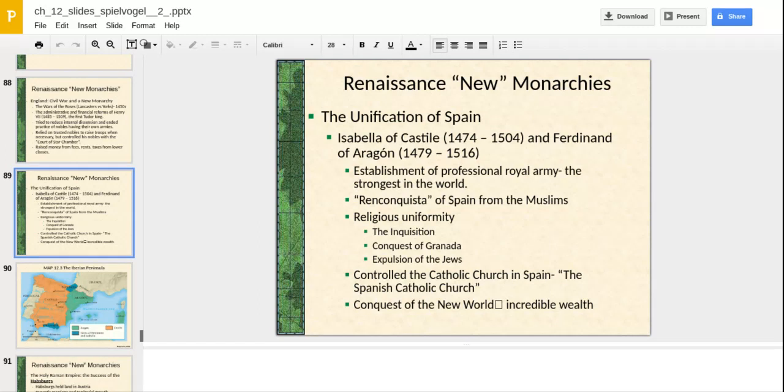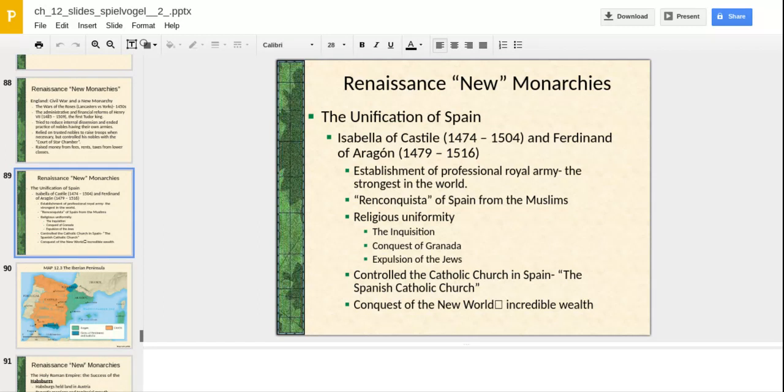They're going to embark on the Reconquista. So they're going to boot out the last of the Muslims, and they will acquire religious uniformity in the Iberian Peninsula. They use the Inquisition. They get the Inquisition from the Catholic Church, from Rome, and they use it to drive out Jews and Muslims. They conquer Granada, which was the last holdout of the Muslims, and they exiled the Jews. 150,000 of 200,000 Jews are going to leave Spain.